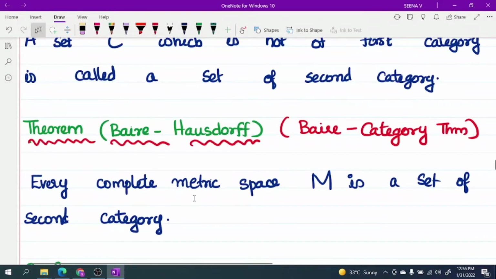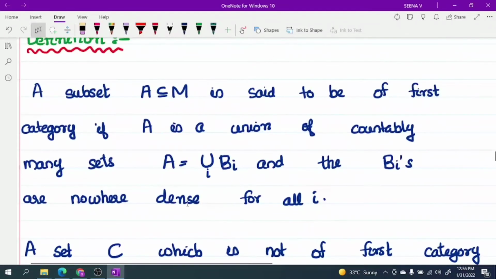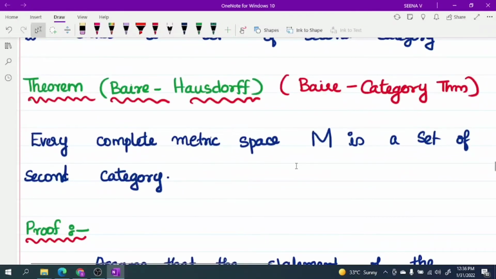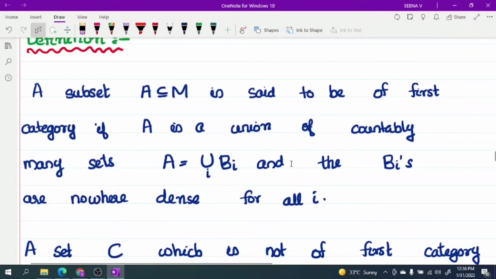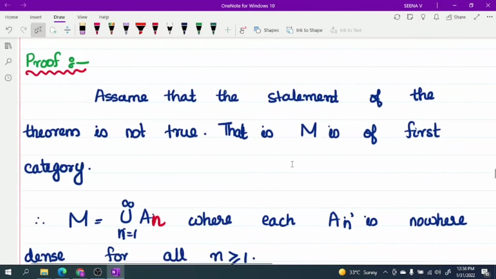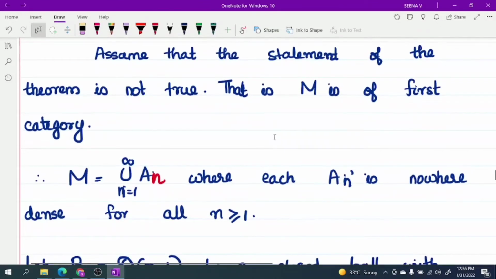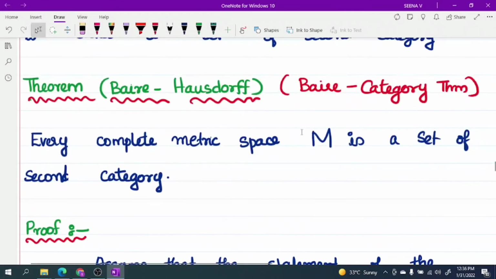Now we are going to prove the Baire category theorem. This is very important. Every complete metric space M is of second category. What is first category? A is of first category if A is a union of countably many nowhere dense sets. So M being of second category means M is not the union of countably many nowhere dense sets. So we have to prove M is of second category.